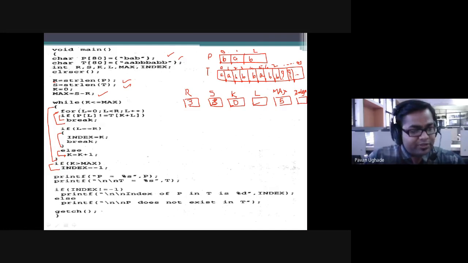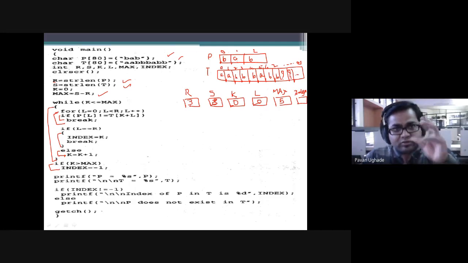Now the first statement is while k is less than max. What is the value of k? 0. What is the value of max? 5. So is the condition true or false? It is true. Condition is true, 0 is less than 5. So I'll go inside. The first statement I'll say for L equals 0. So initialize L with the 0 value. L is initialized with 0. L is less than R. Yes, condition true, 0 is less than 3. Then get inside.